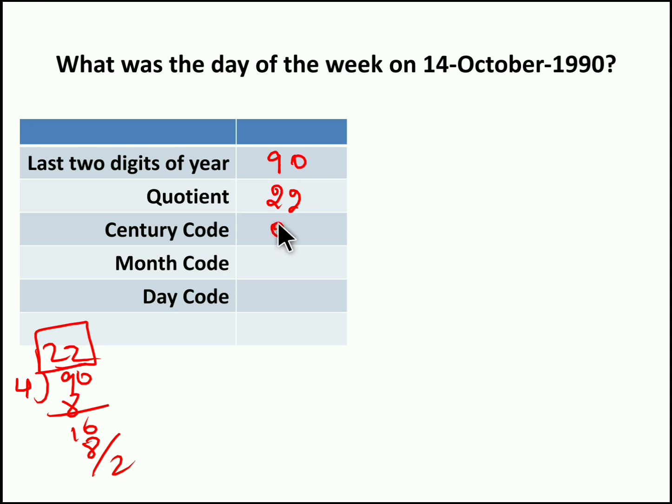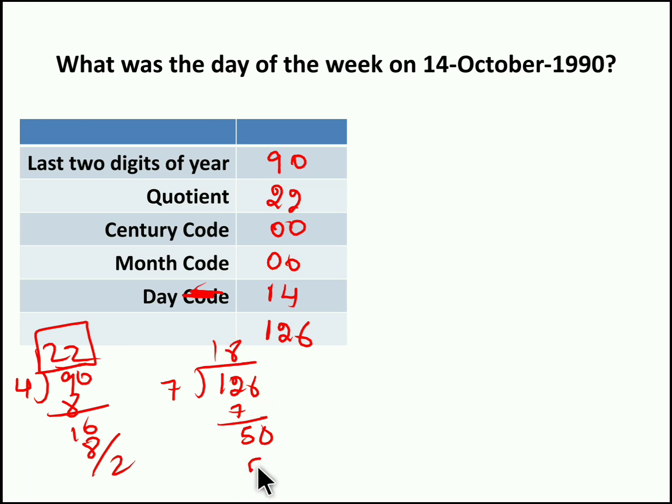Now you have to write the century code. For 1990 to 1999, the century code is 0. The month code for October is also 0. The day is 14. So when you sum it, you get 90 plus 22 plus 00 plus 00 plus 14, which is 126. Now divide this 126 by 7. 1 times 7, remainder 5, 56, 8 times 56, you get remainder 0. If the remainder is 0, it's obviously Sunday.